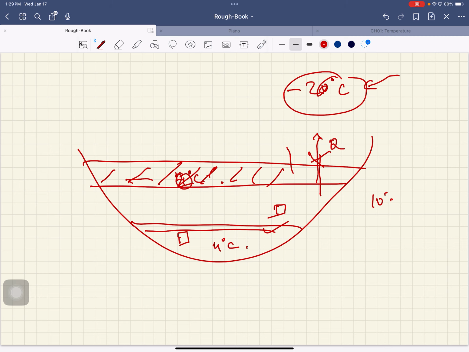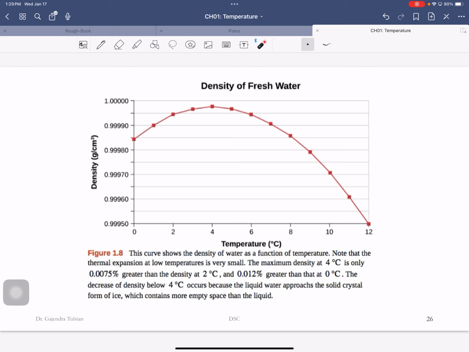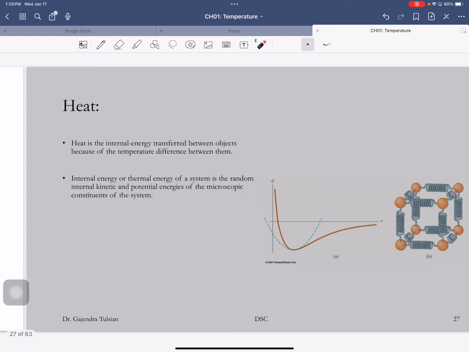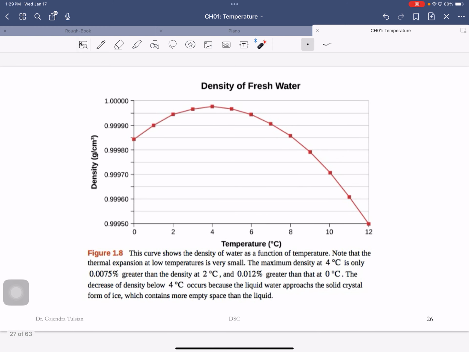So you see, this little bump in the graph was crucial for life up north. Okay? All right. So again, anyway, little things in nature, it's amazing how useful they are.